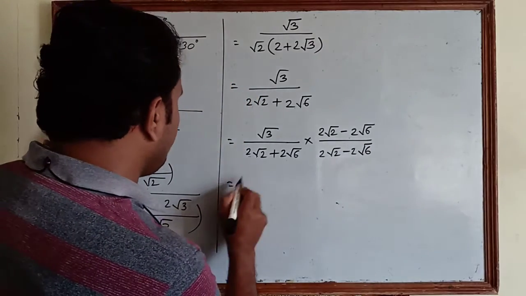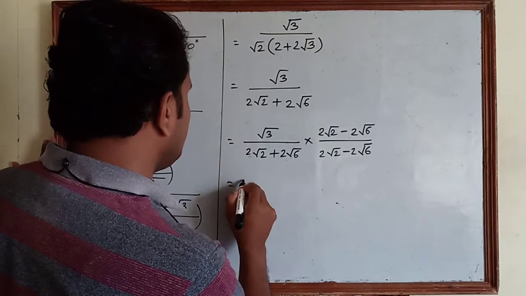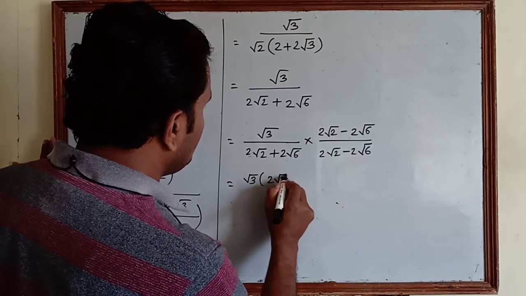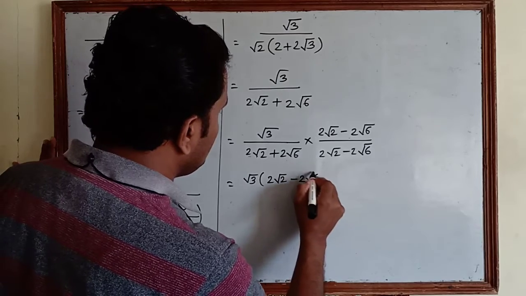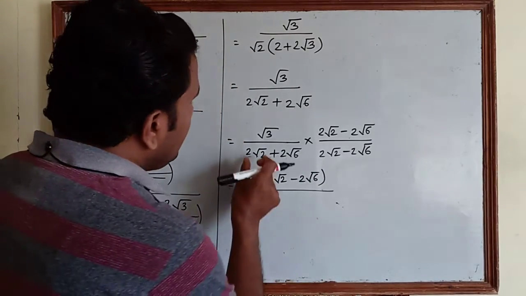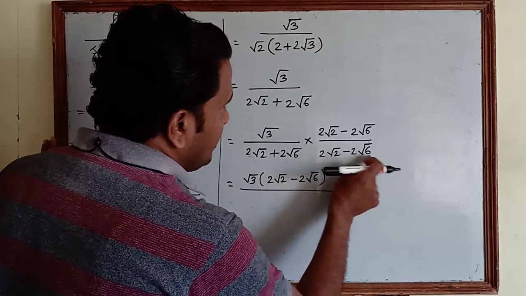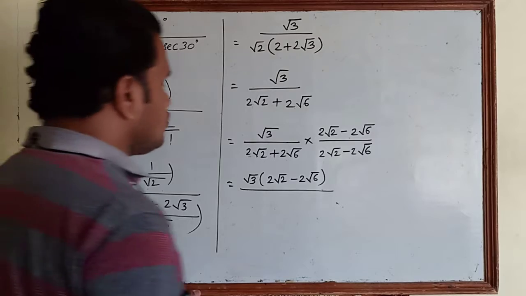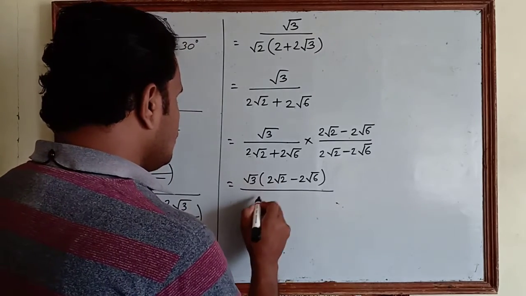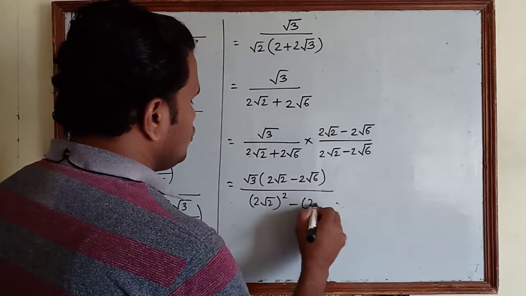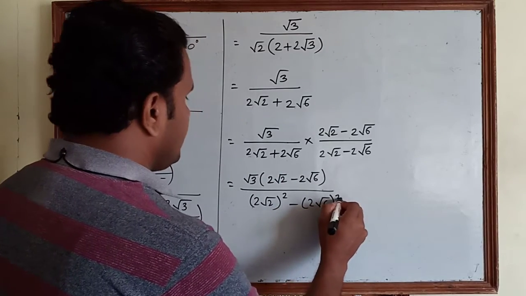Okay, now root 3 into this whole thing, root 3 into 2 root 2 minus 2 root 6, and upon, what will be the result of the denominator? (a plus b)(a minus b) gives you a square minus b square, so it will be (2 root 2) square minus (2 root 6) square.